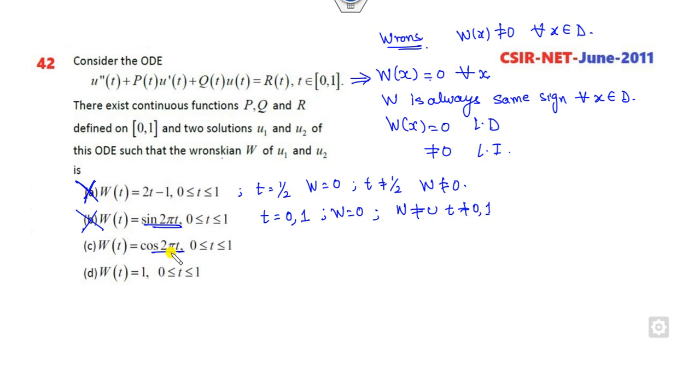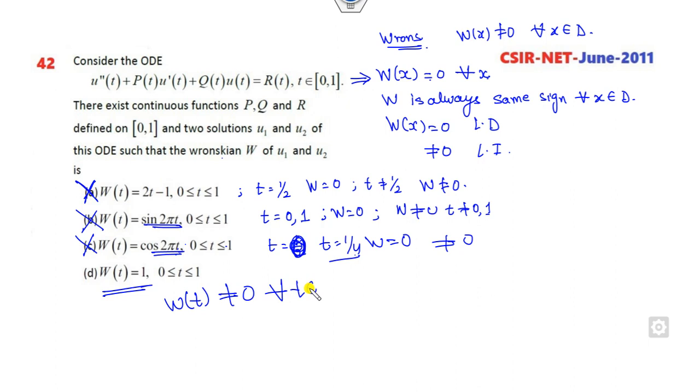When you take t is 0, it's a 1, but it could be a 0 when it will be pi by 2. That means if you take t is 1 by 4, it is a 0, rest of them are non-zero. So this option is cancelled out. And in this case, you can see Wronskian of t is non-zero for all the t in the domain. That satisfies this property. Right answer is my D is the correct answer.